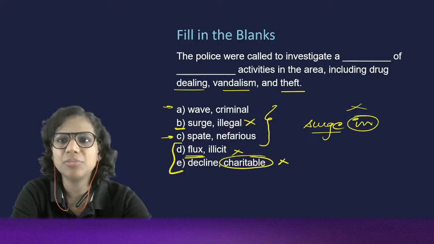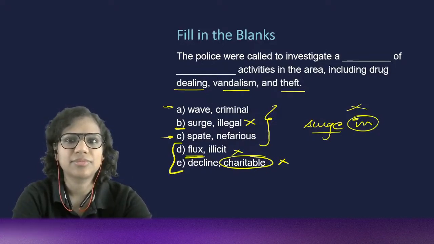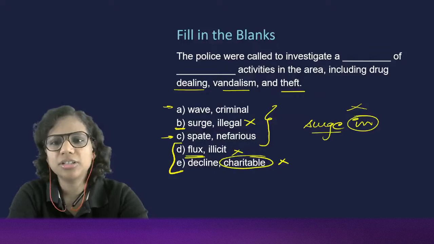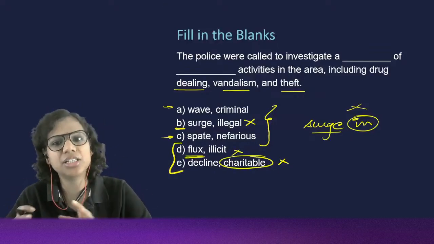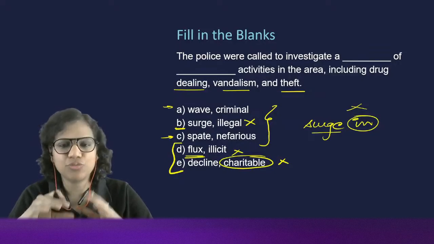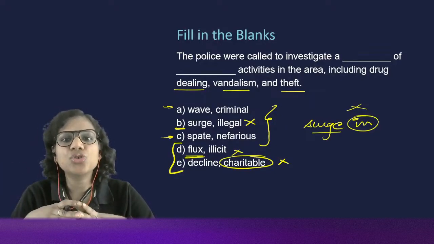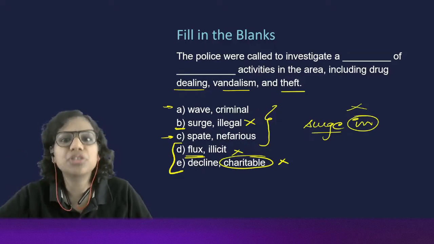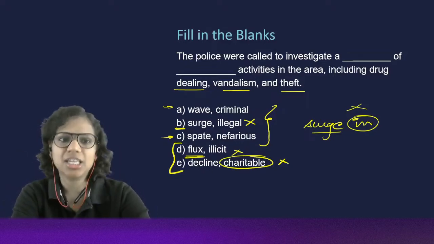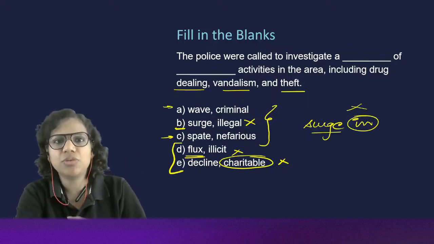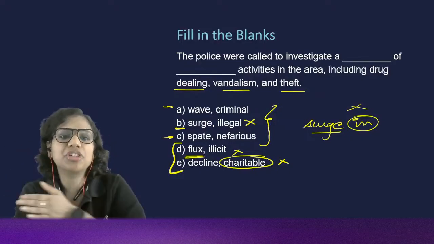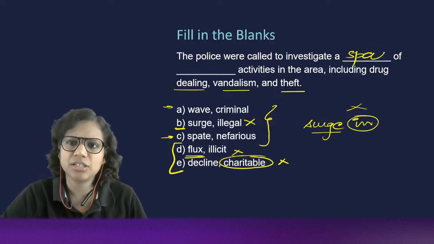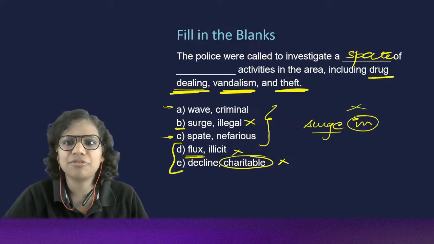Spate का क्या meaning होता है? So here we are talking about different crimes. You see, drug dealing, vandalism, vandalizing public property, right? Theft. We are talking about different crimes here, right? So probably these crimes happened in a large number, one after the other. So when we talk about an increase in a number of things, when we talk about a large number of things happening one after the other, that is called a spate, right? We are talking about different activities here, so even spate fits here. A large number of things happening one after the other.